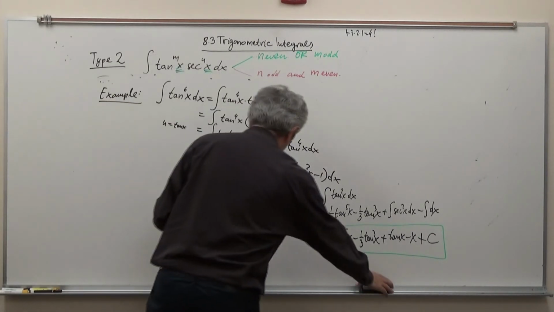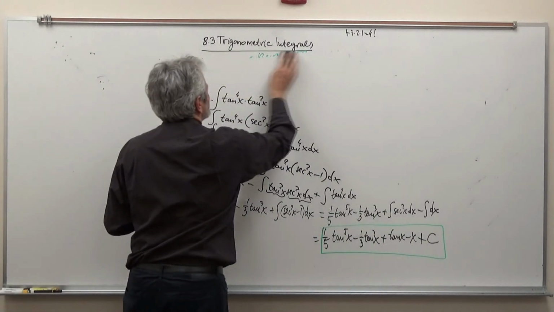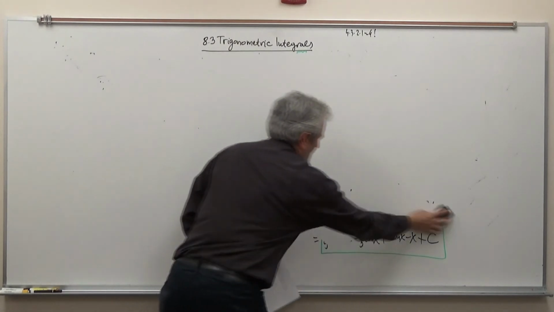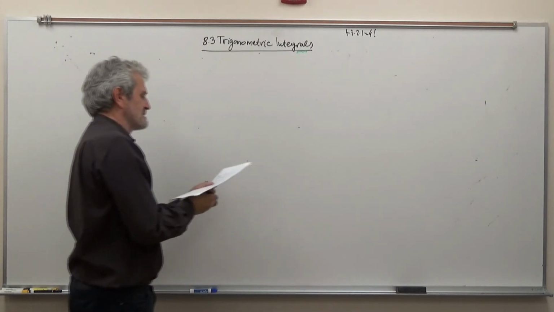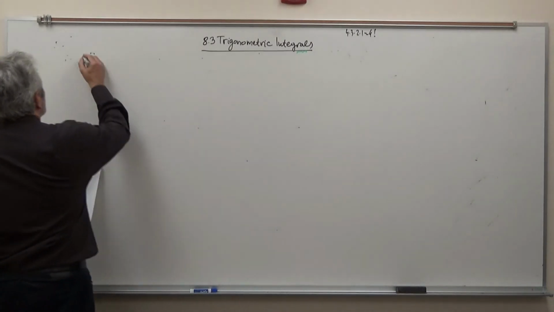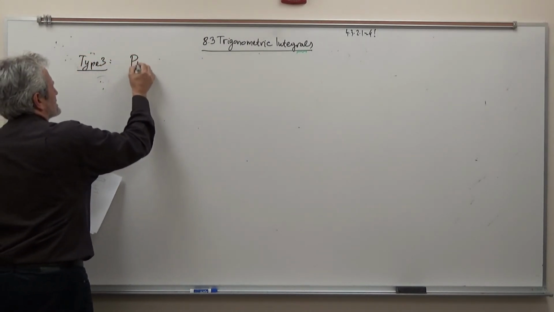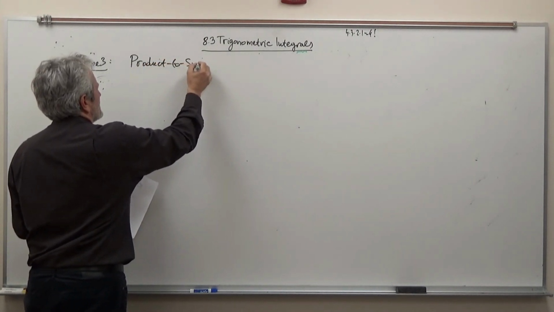This is in contrast with the following problem. Sorry, type 3. Here we don't have high powers, but we have different angles. So type 3. Product to sum through some formulas.